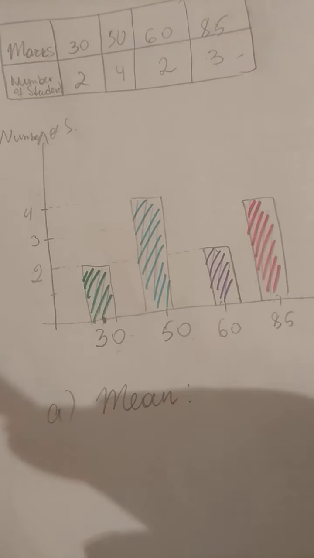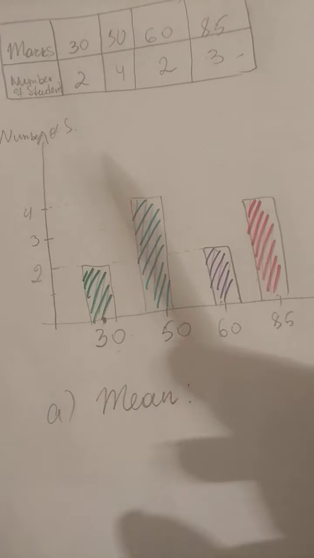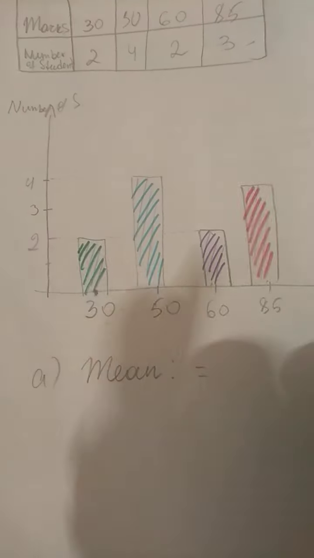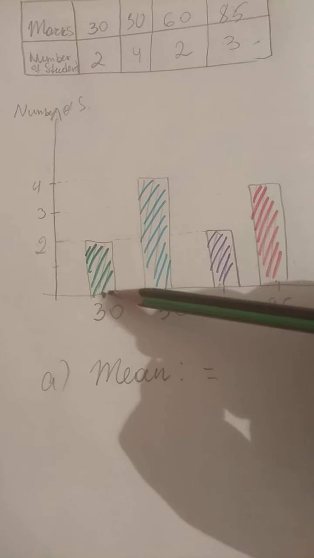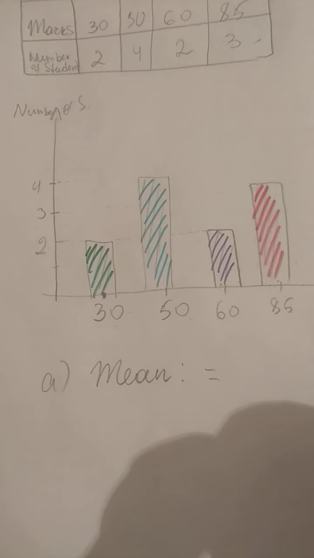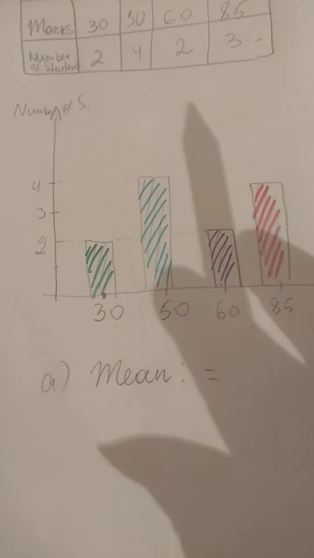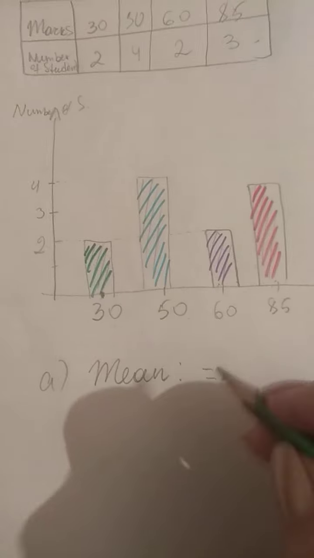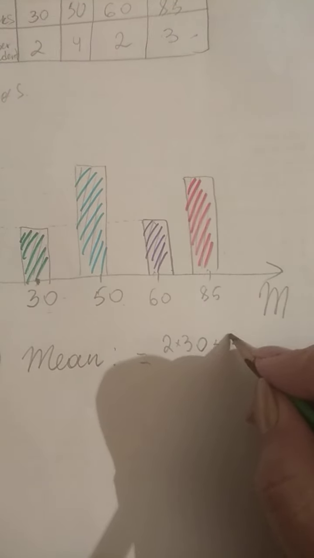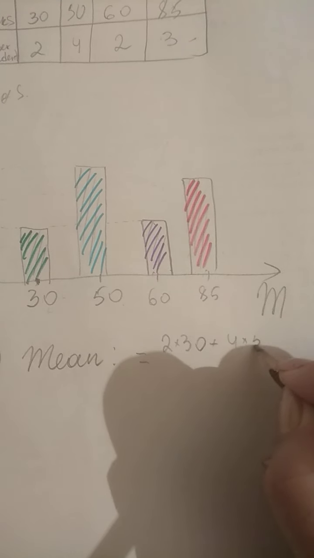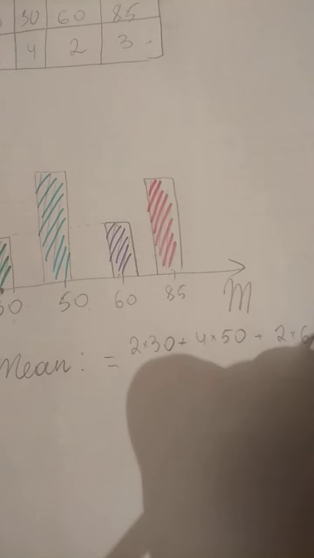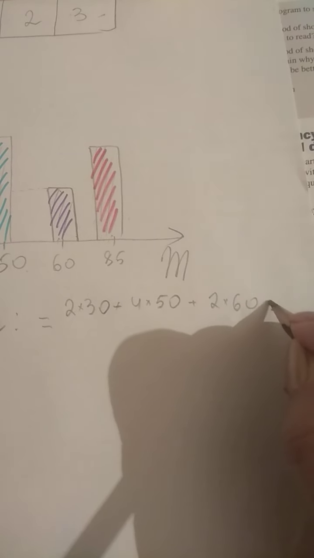Guys, for the mean, for the diagrams or for the frequency table, there is no difference. Always you should write equal to, firstly, multiplication: 30 multiplied by 2, because 2 students got 30. Instead of 30 plus 30, you should write 2 multiplied by 30. 2 multiplied by 30, then plus 4 multiplied by 50, then plus again 2 multiplied by 60, then plus what?